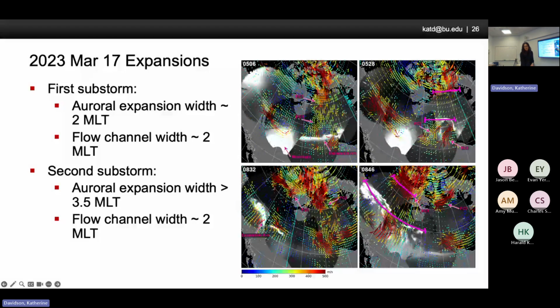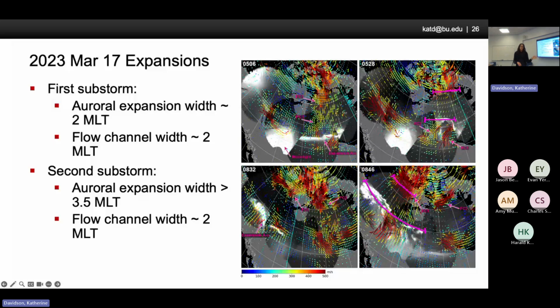And then the bottom left panel is the start of the expansion phase for the second substorm. Bottom right is the middle of expansion for the second substorm. And you can see that the width of the total expansion phase can roughly be correlated to the width of the incoming flow channel again. So just drawing some rough lines here, estimating the widths of the expansion and the flow channels.